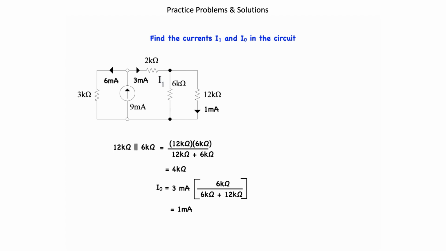Likewise, the current in the 6K ohm resistor can be found by Kirchhoff's current law or current division to be 2 milliamps. Not that it was a requirement, but note that Kirchhoff's current law is satisfied at every node.